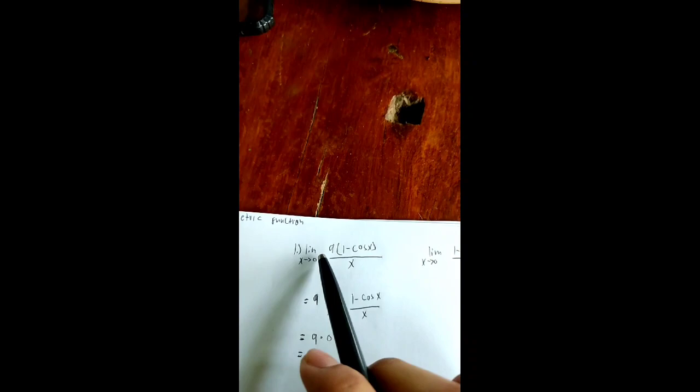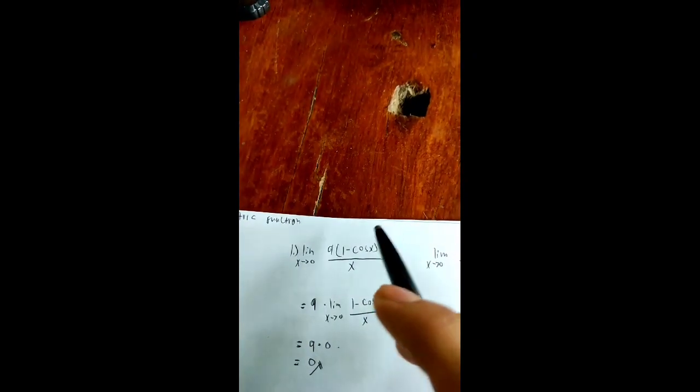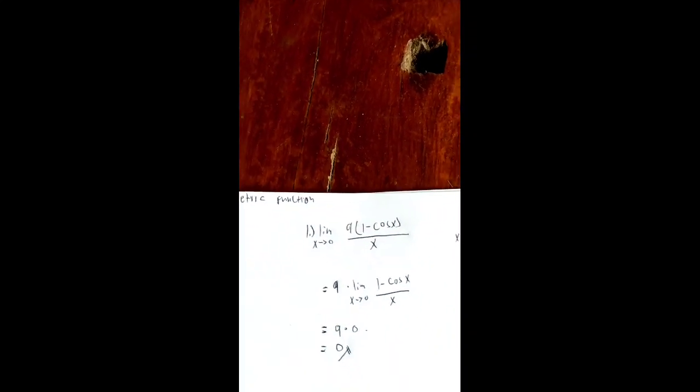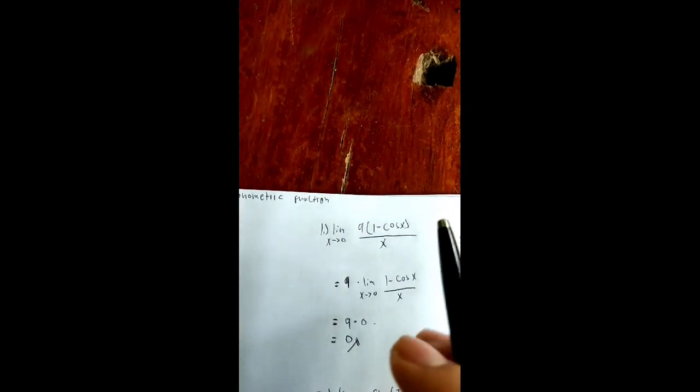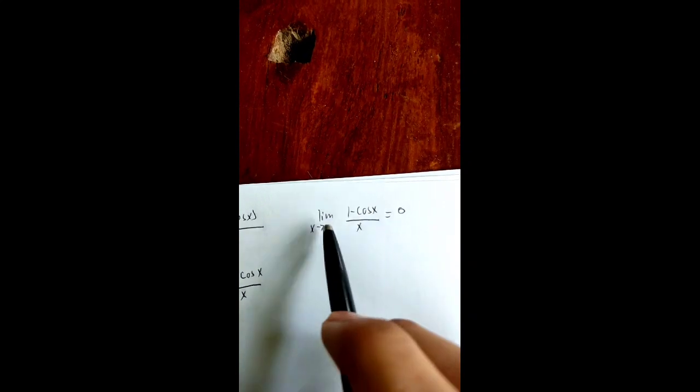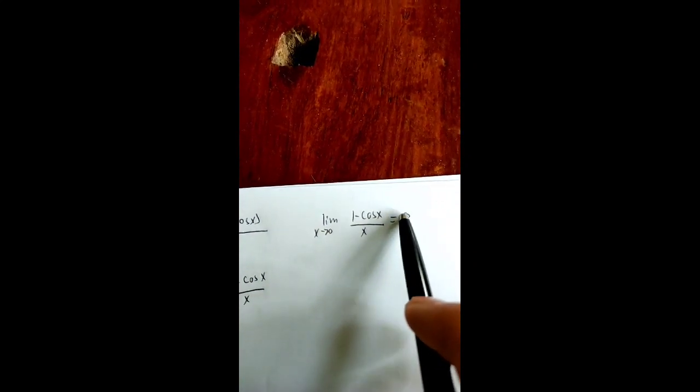So proceeding to our next topic, the trigonometric function limits. For example number 1, we have here the given 9 times 1 minus cosine x all over x. How do we solve this as x approaches 0? As we can remember, we have a law that states the limit of 1 minus cosine x all over x is equal to 0.